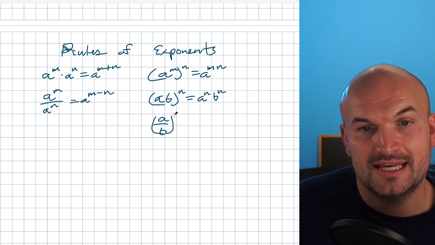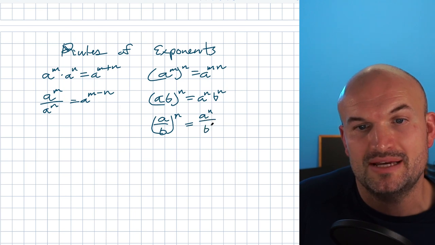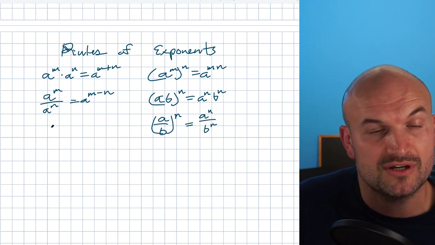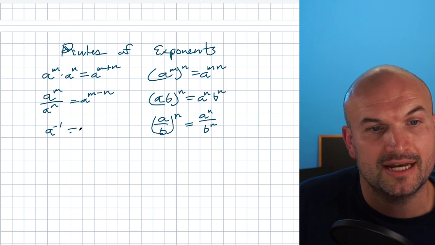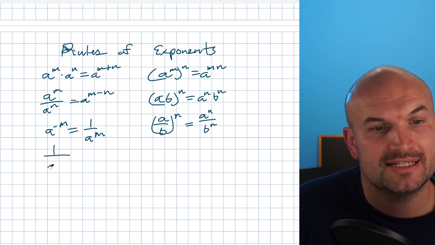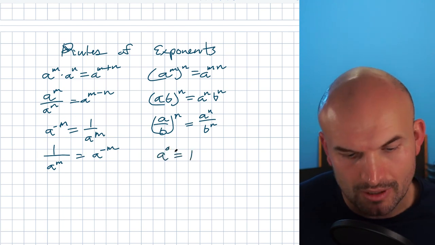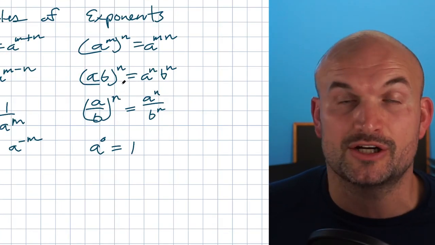And we have the power to quotient rule. So if I have a divided by b, raised to the n, that is equal to a to the n over b to the n. We also have our negative exponent rule. So if I had 1 over a to the m, I can rewrite that as a to the negative m. And then just remember, if I had a to the 0, that is going to equal a 1. So those are your rules of exponents that you're going to want to remember.